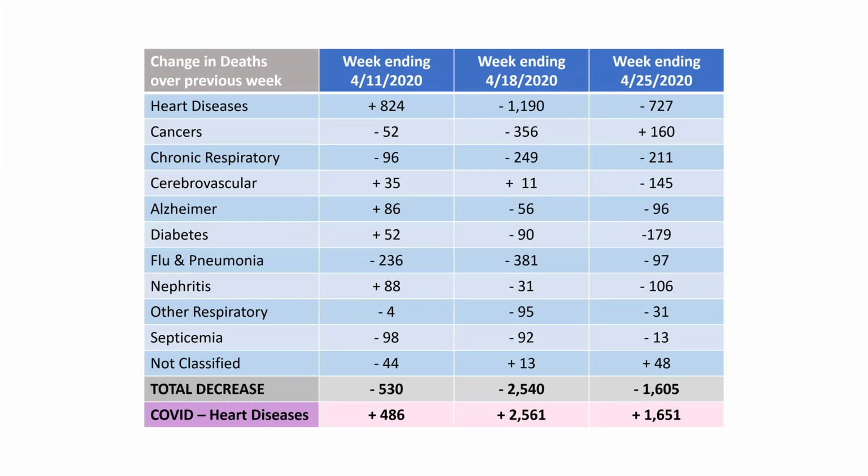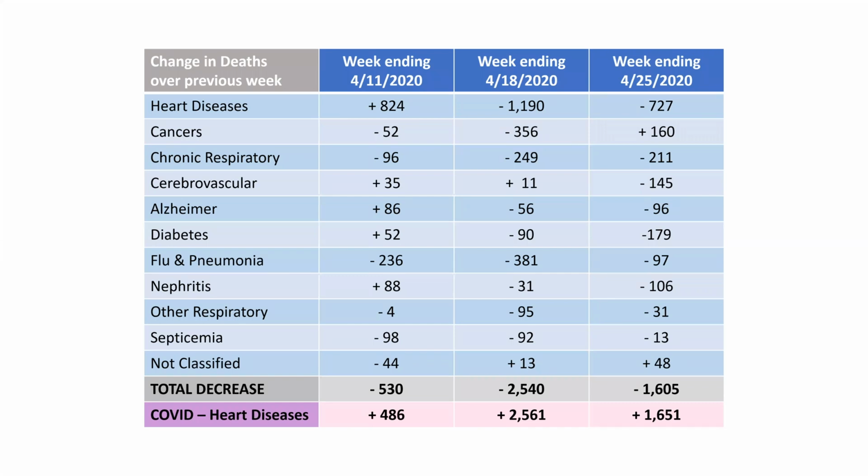This is data that was plotted. We're looking at week ending April 11 through week ending April 25th. Those are the 3 weeks where we had the highest number of COVID-19 deaths. For those 3 weeks, the records show COVID-19 death numbers to be higher than the heart attack death numbers. So the last row over here in purplish pink is COVID minus heart disease. Those numbers are the number of deaths from COVID-19 above deaths from heart disease for each of those weeks.